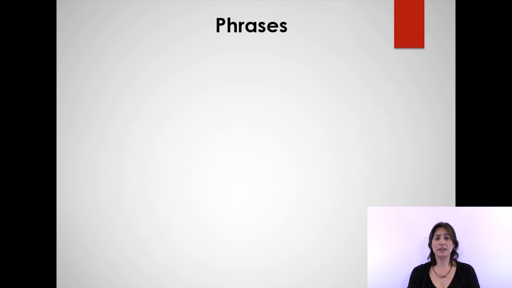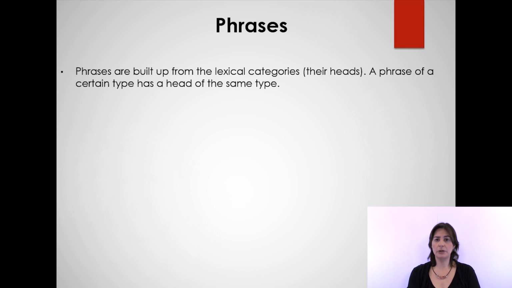A phrase is a string of words, one or more, that functions as a unit in a sentence. The phrasal categories are built up from the syntactic categories, which are their heads. This means that a phrase of a certain type has a head of the same type. For example, a noun phrase, or NP, has a head noun in it, and possibly other things. Heads are obligatory. It is convenient to visualize the structure of a phrase by using a tree.